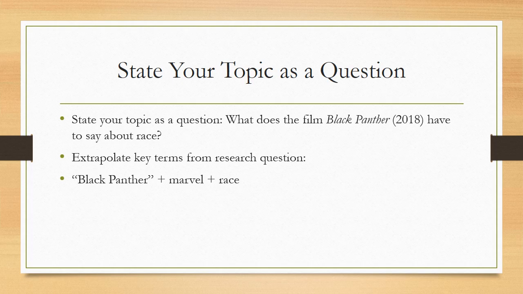I want to know what Black Panther says about race. So those two terms are essential. Your terms may be less obvious than these, and there might be other terms you could plug in instead. You can also add more terms if you get too many results. If I get too many results for this, I could put in race relations or something like that to try to narrow it. But let's go ahead and do the search.